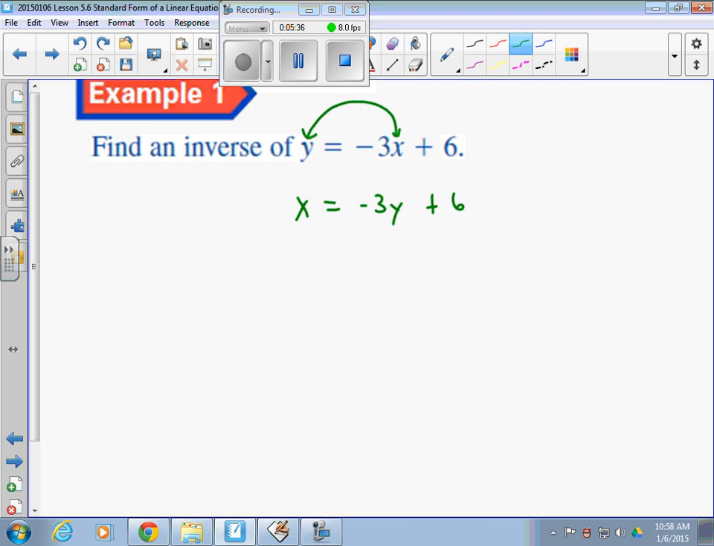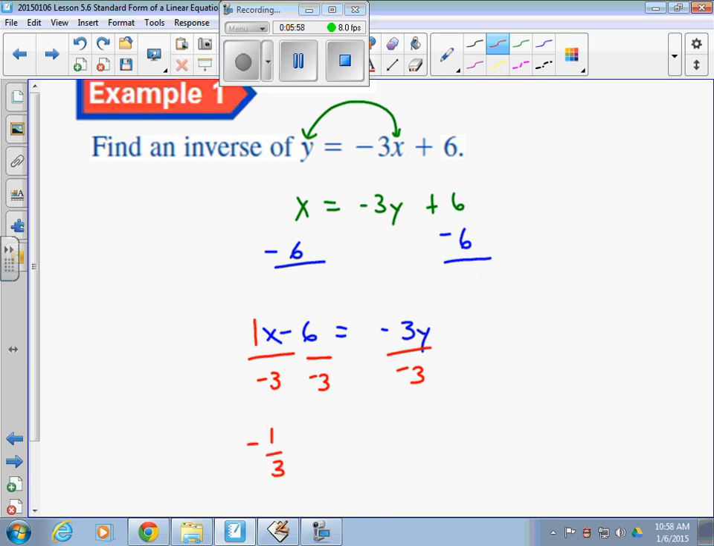Undo plus 6 by subtracting 6 on both sides. So you have x minus 6 on the left equals negative 3y on the right. Then get rid of negative 3 times y by dividing by negative 3 on both sides. Divide everything on the left by negative 3. Remember, this is 1x. So just like it was on the last example, that's going to be negative 1/3 x. Negative 6 divided by negative 3, and negative divided by negative is going to be a positive 2 equals y. There's your inverse function.